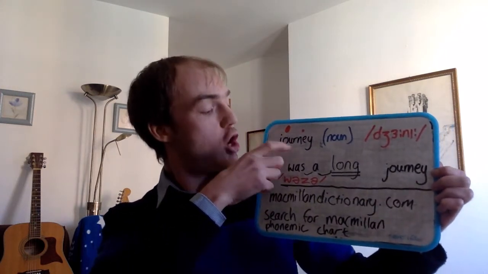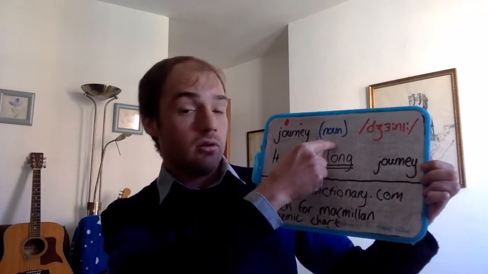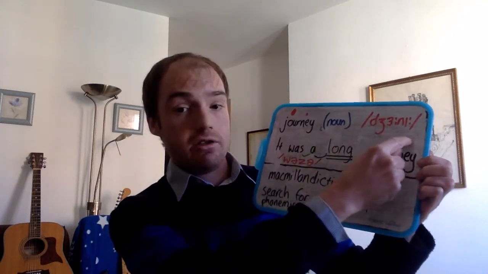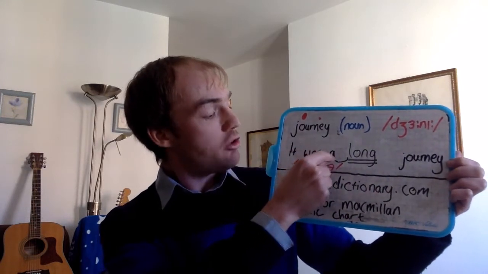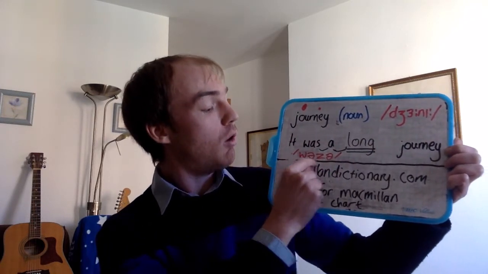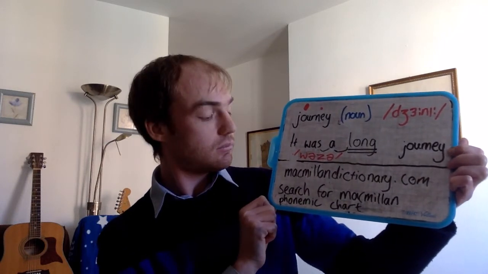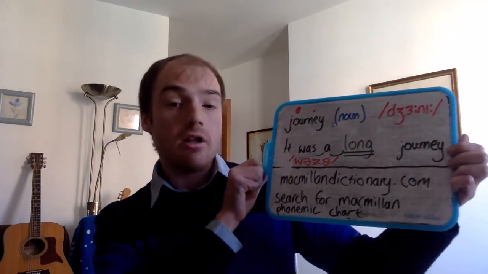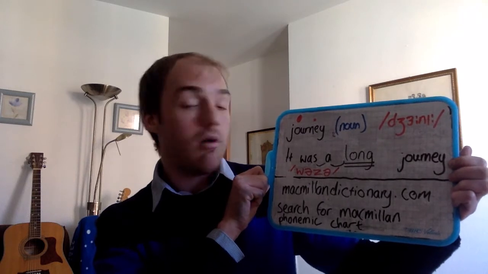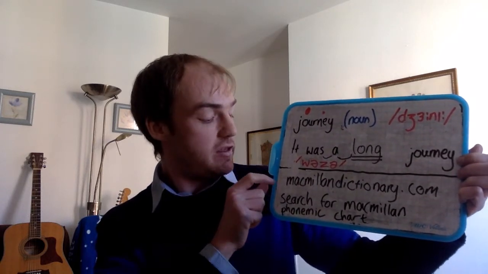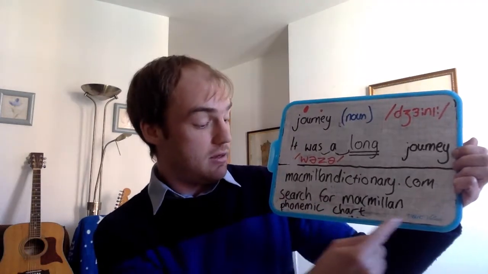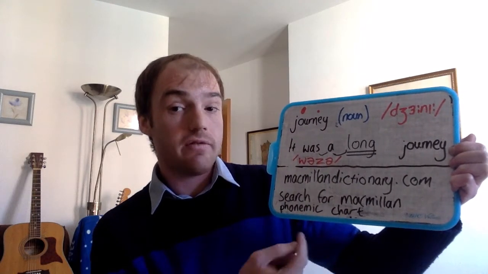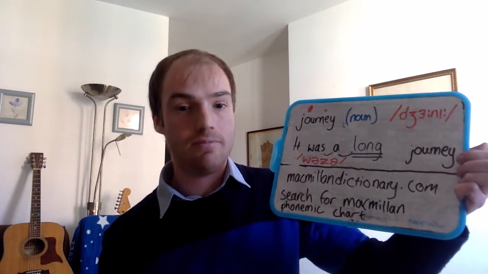So, journey. It's a noun. This is the phonemic script. This is the example. It was a long journey. It was a long, okay? If you want to learn more about journey, or any other words for that matter, visit macmillandictionary.com or search for Macmillan Phonemic Chart if you want to find out more about the phonemic script that we use for pronunciation. Okay?